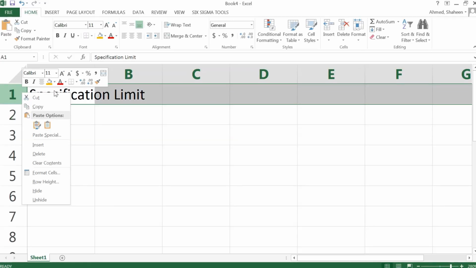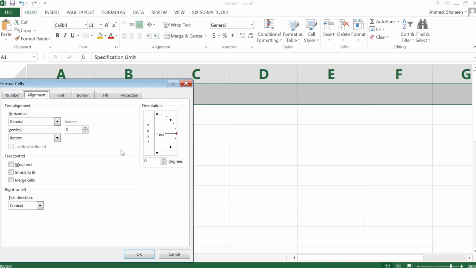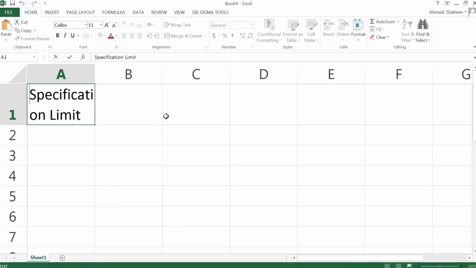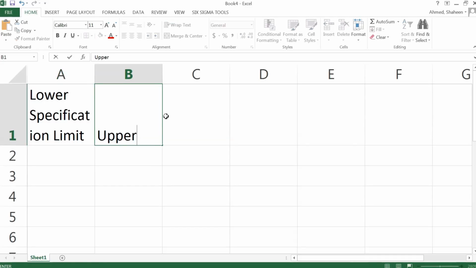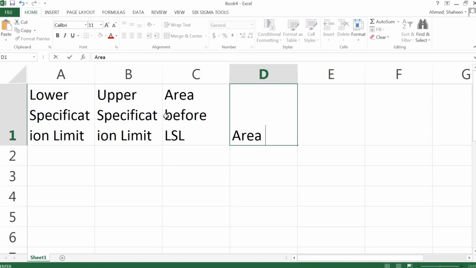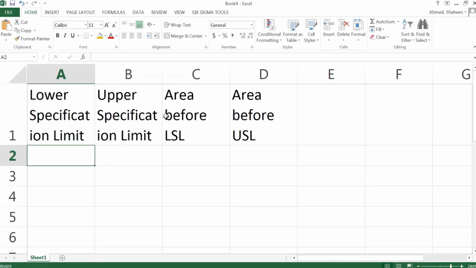I would like to wrap the text in these cells, so I get some more space to work with. I would like to call that lower spec limit, and then upper specification limit, and then area before the lower spec limit and area before the upper spec limit. If we get this area in Excel, we can calculate the cumulative area.